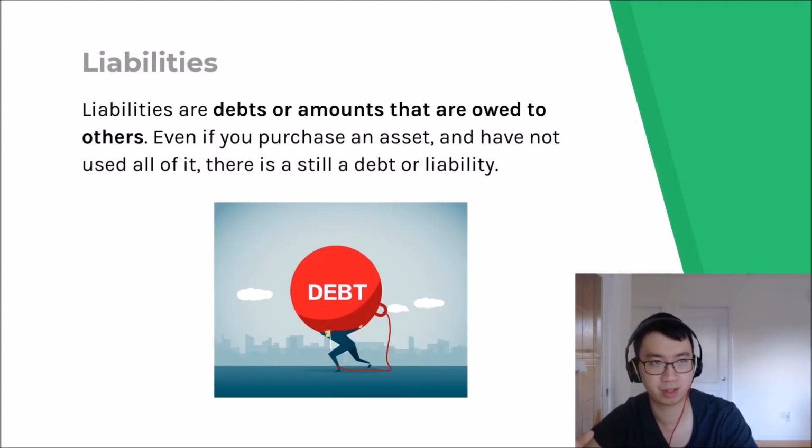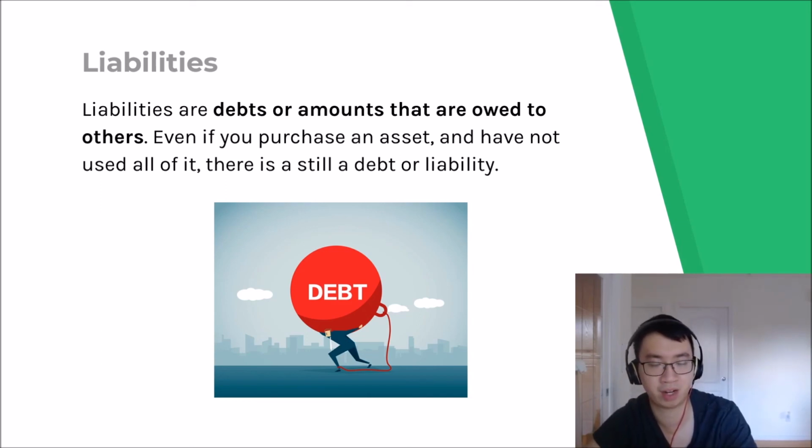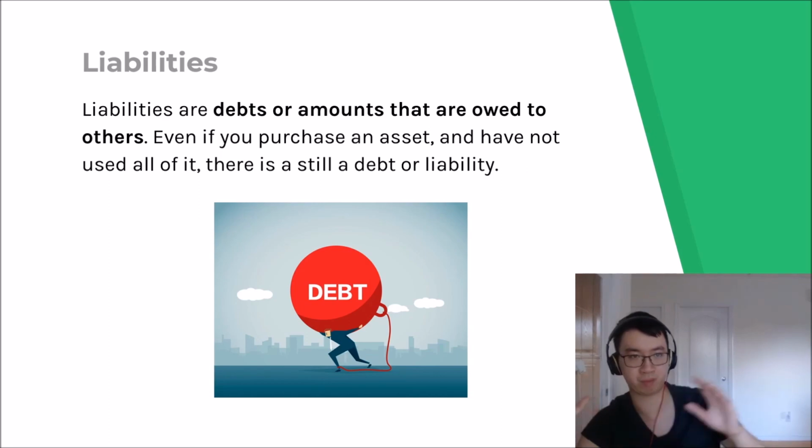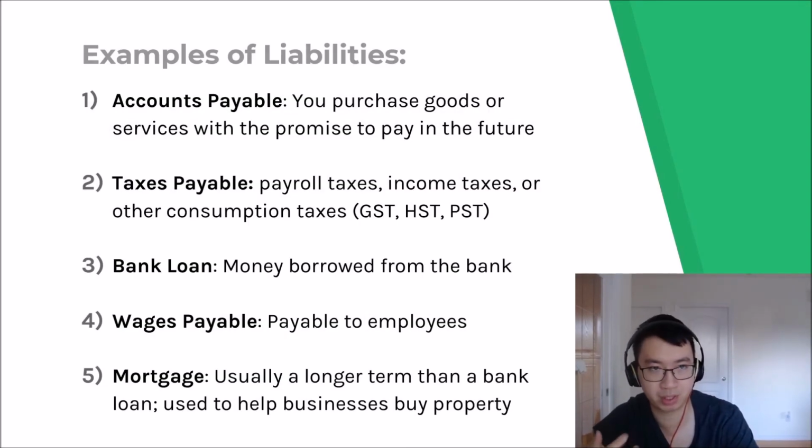We need to subtract what a company owns minus what they owe to other people to properly calculate the net value of the business. So liabilities are debts or amounts that are owed to others. So if you purchase an asset and you may not have paid all of it, there could still be a debt or a liability. For example, if you purchase a car but you purchase it with a liability, it's still an amount that you owe to specific people. So examples of liabilities: you purchase goods or services with the promise to pay. You can have taxes, payroll taxes, income taxes, bank loans, wages payable, and mortgages.